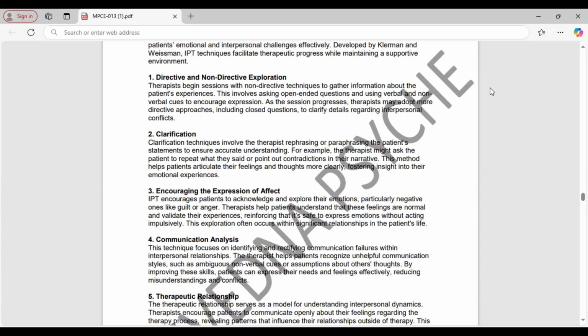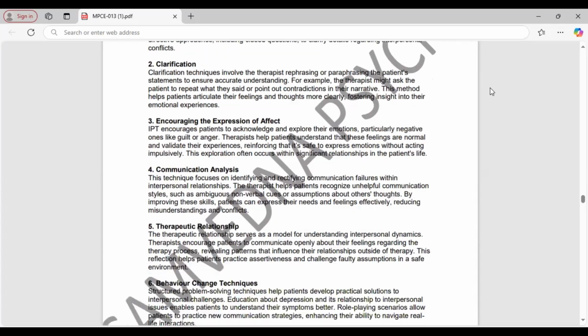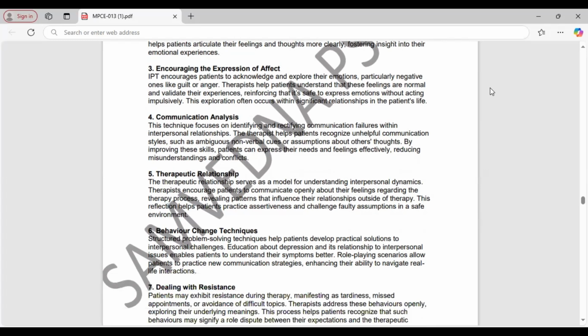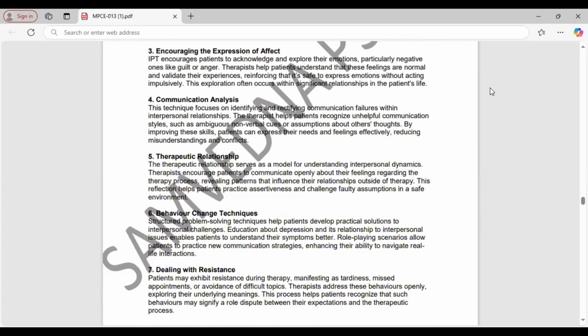Communication analysis. This technique identifies and rectifies communication failures in relationships. Therapists help patients recognize unhelpful communication styles, improving their ability to express needs and reduce misunderstandings. Therapeutic relationship. The therapeutic relationship serves as a model for understanding interpersonal dynamics. Therapists encourage patients to communicate openly about their feelings regarding therapy, revealing patterns that influence outside relationships.